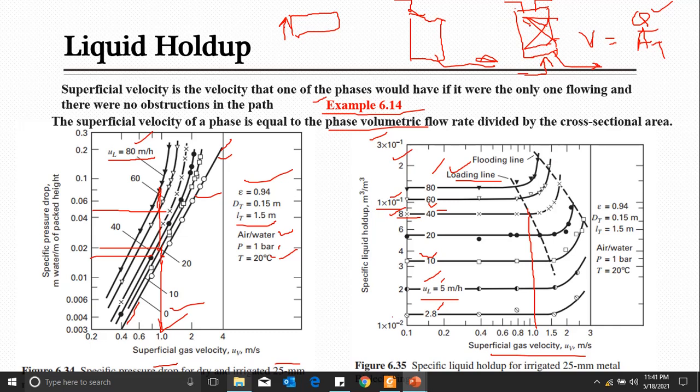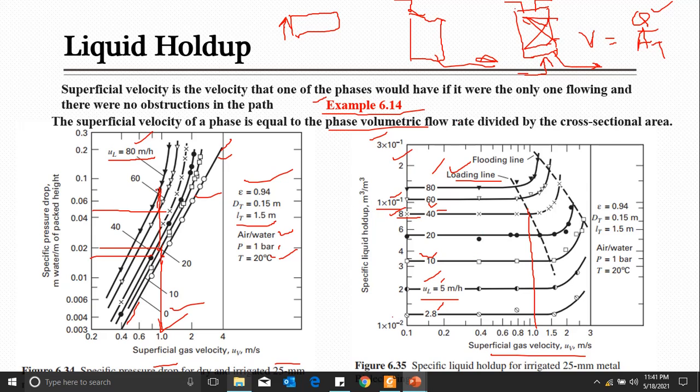And when there is more liquid, definitely it will provide more resistance to the vapor or gas passing through. Due to this reason, when there is more resistance for the gas or vapors to pass through, there will be more pressure drop.